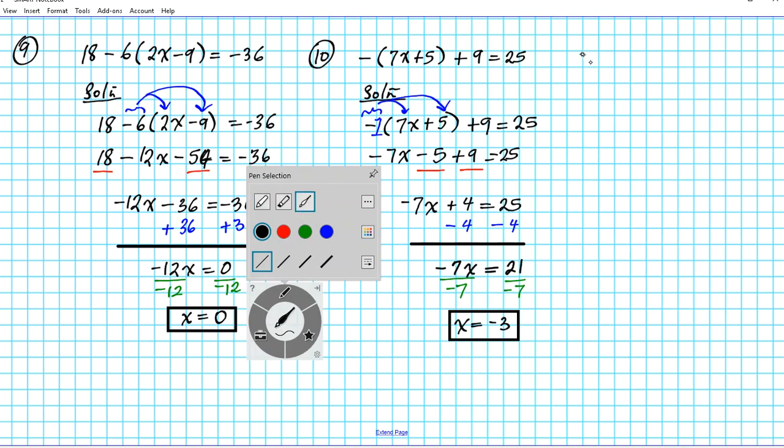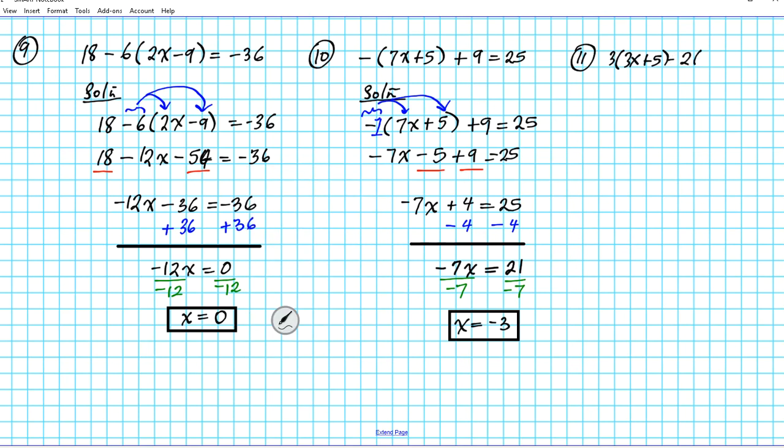So for number 11, let's say we want to solve the equation 3 times the quantity 3x plus 5 minus 2 times the quantity 6x plus 2 equals negative 34. Alright, let's go ahead and try this out. Okay, so we'll write the problem. 3 times 3x plus 5 minus 2 times.